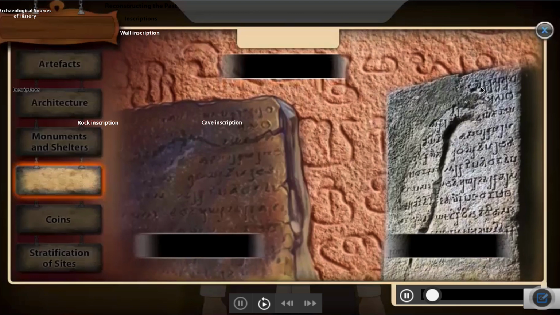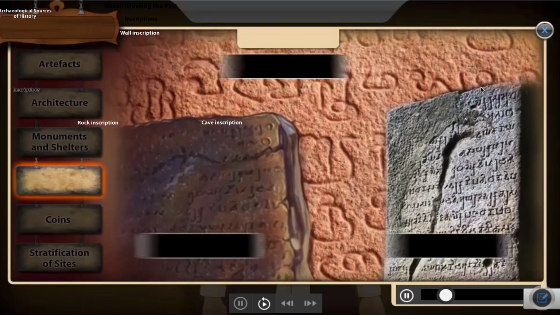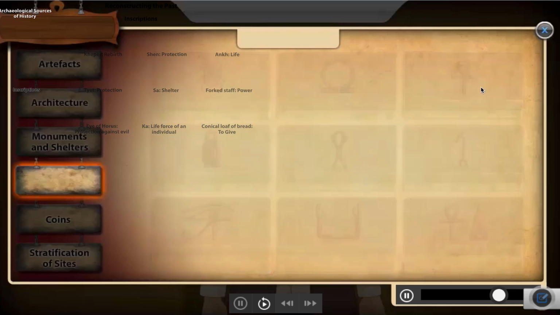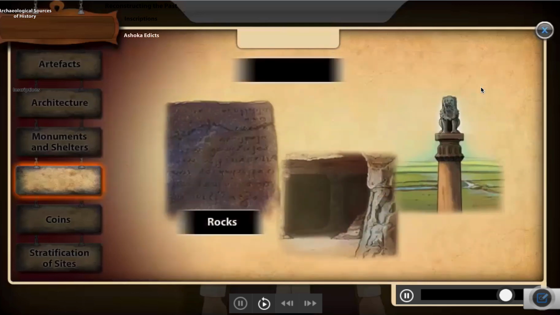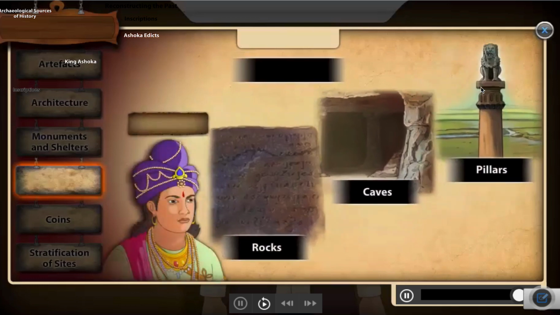Inscriptions found on various surfaces also have a role to play in capturing key elements of the past. When these inscriptions are deciphered or understood, they reveal many facets of the civilization that they belong to. For example, hieroglyphs, the ancient Egyptian writing system, gives us an insight into the life of ancient Egyptians. The edicts engraved in rocks, caves and pillars set up by Emperor Ashoka reveal the ideas and principles of Dhamma that he believed in.